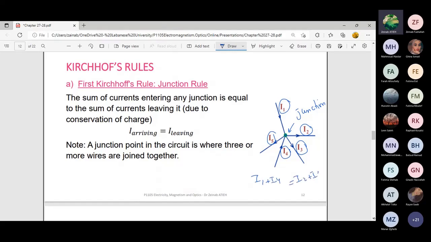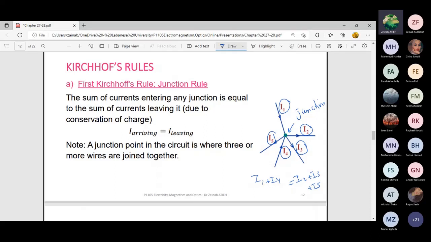I2 plus I3 plus I5. So this is Kirchhoff's rule. It's very easy. This is one of the equations that I can use. We know in each circuit we have unknowns. For example, we have three current unknowns, I1, I2, and I3. So we need three equations to solve the three unknowns. This is one of the equations that I can use to solve my equations. Okay, so Kirchhoff's rule gives me one equation to be solved.